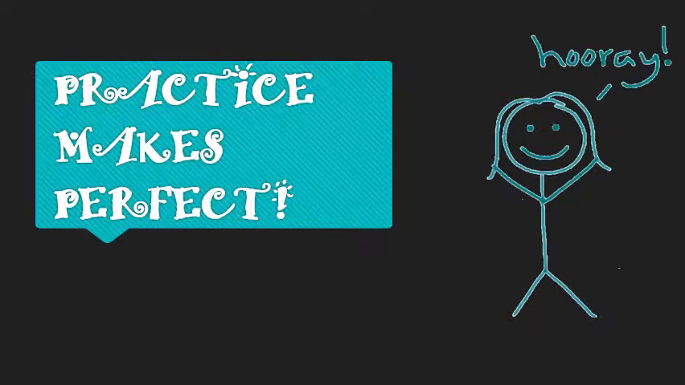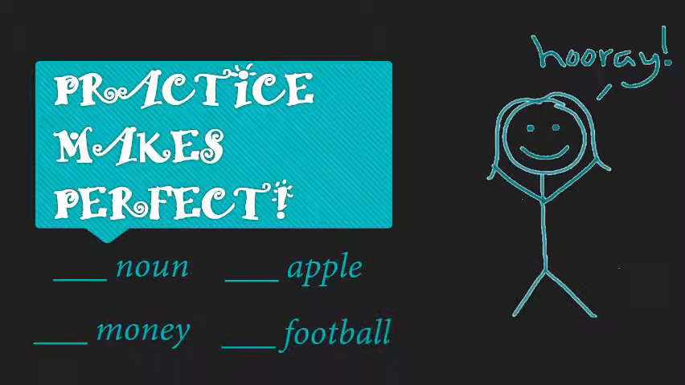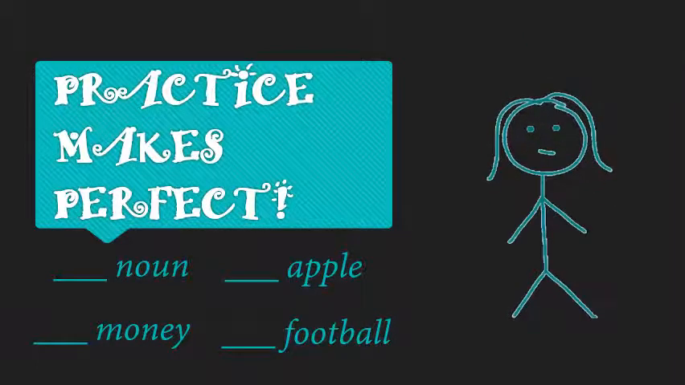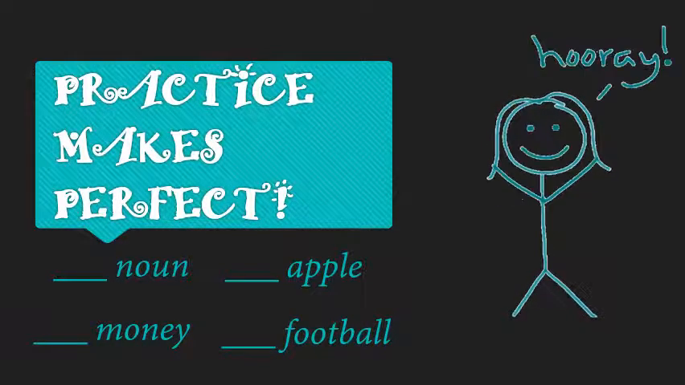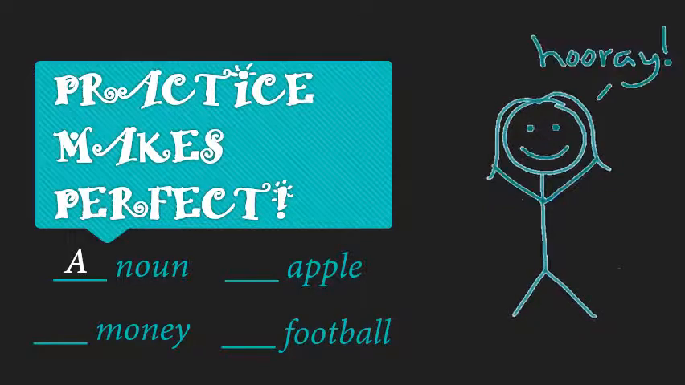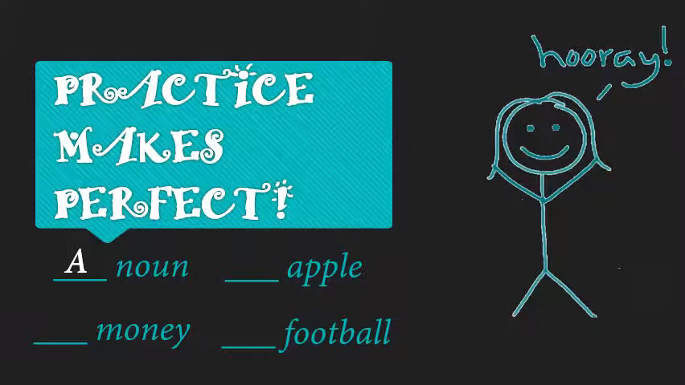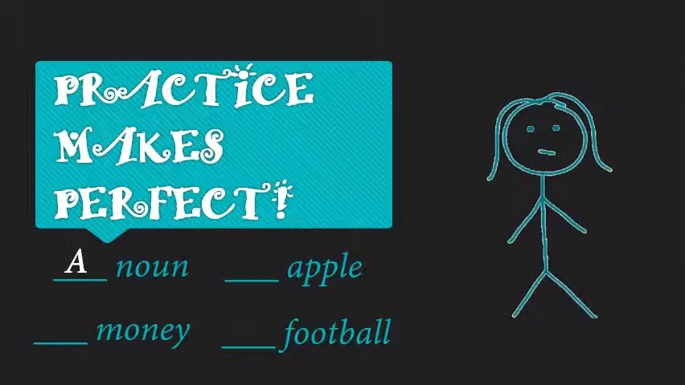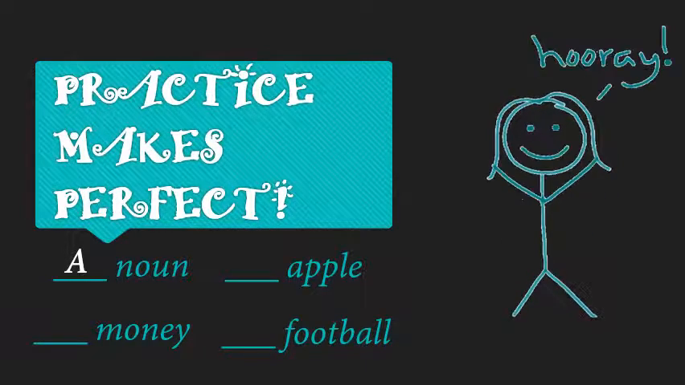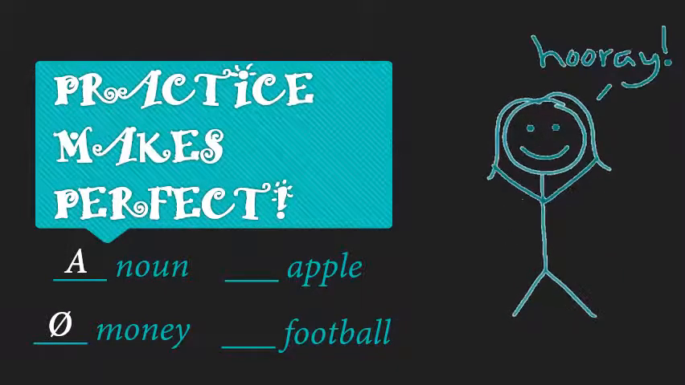And now, what about what we learned today? Noun, apple, money, football. Are they countable or uncountable? Well, can you count nouns? How many nouns are in this sentence? Noun and sentence. So you can count them, yeah. Noun. How about money? Money is a group concept. So it's uncountable. You don't use anything in front of it.